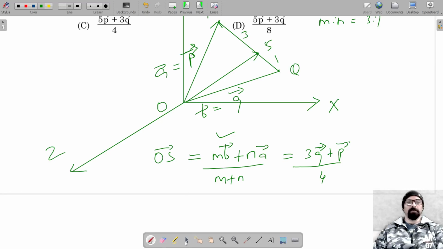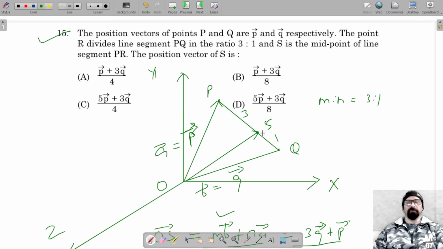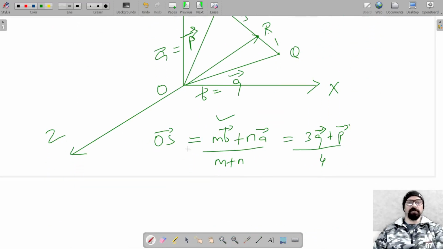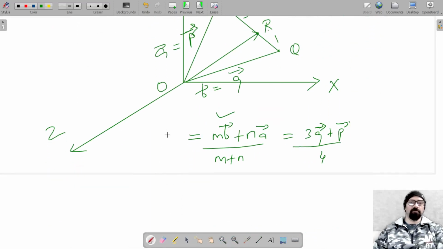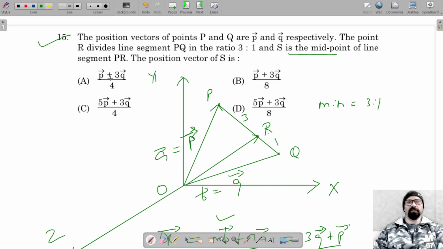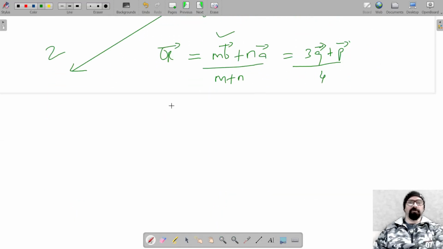Now this was actually point R, sorry. This is actually point R. Now S is the midpoint of the line segment joining PR. So there is a point S which is the midpoint of PR, and we have to find out the position vector of S. So S is the midpoint of PR.